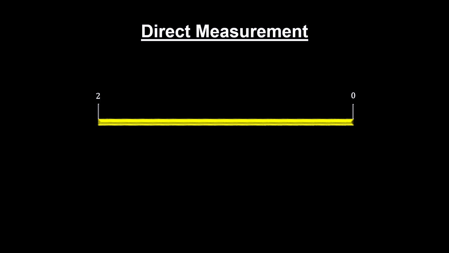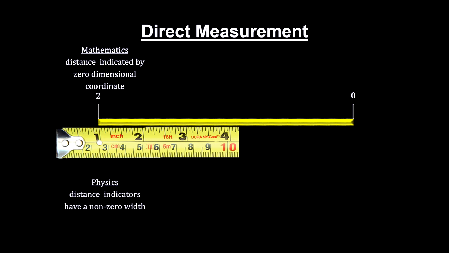Here we need to highlight a key difference between the pure mathematics and the physics of measuring distances. Math uses exact coordinates to give us the exact distances. But physical measurements always involve a level of inaccuracy.